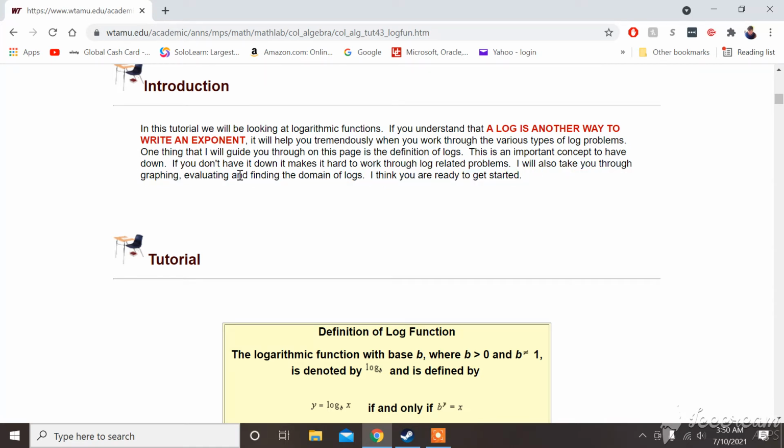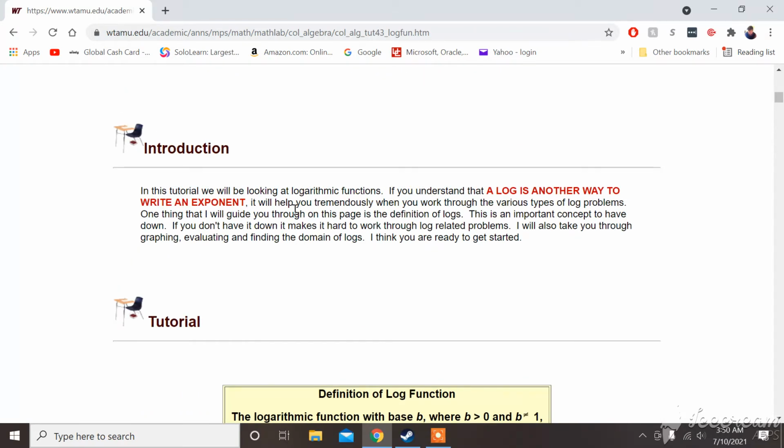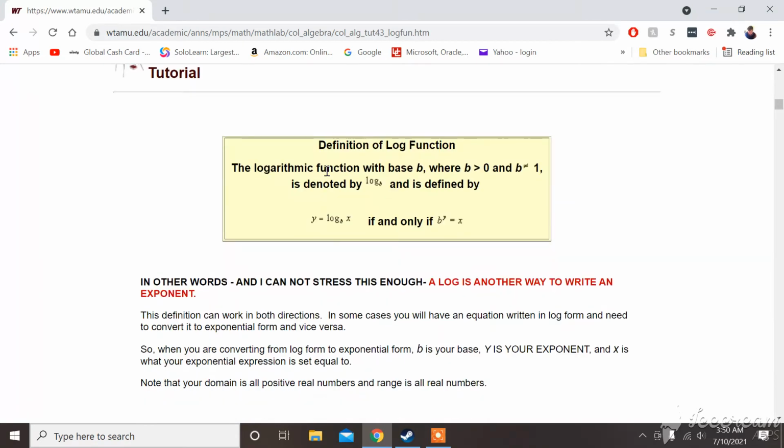Graphing, evaluating, and finding the domain of logs. I said that in a complicated way. Evaluating and finding the domain of logs. Anyway, definition of log function.